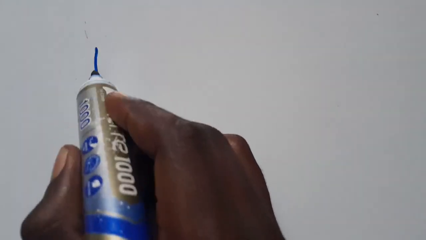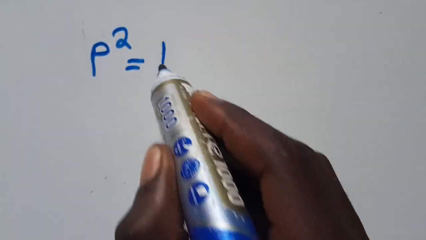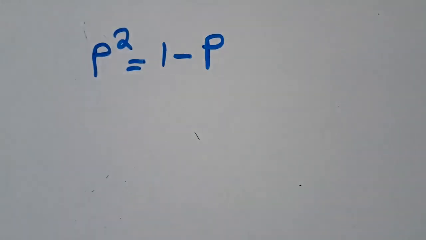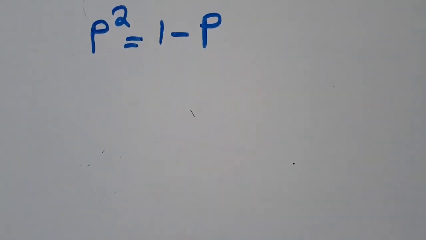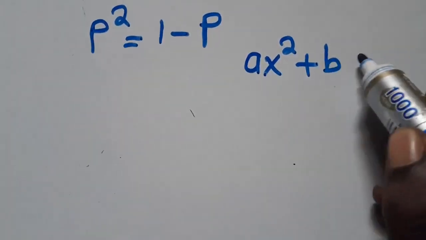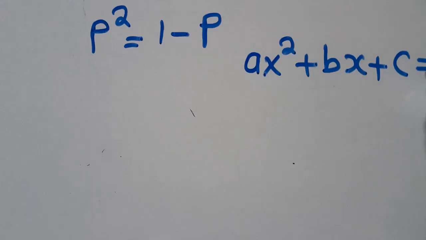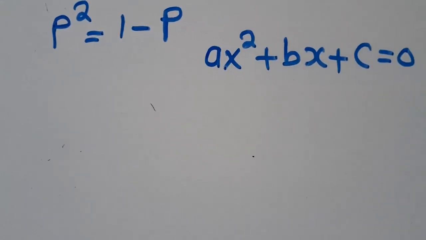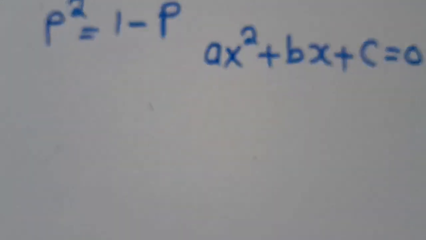So the other question which I gave you was this one. It was like this: P squared is equal to 1 minus P. So how can you answer this? You ask yourself, is this written in the way it is supposed to be written? The answer is no. So in which way are we supposed to write this? You follow the format of a quadratic equation, equal to 0. This is the format of a quadratic equation.